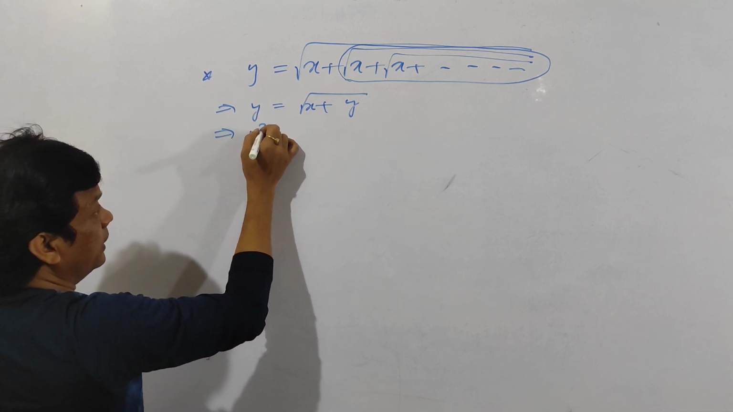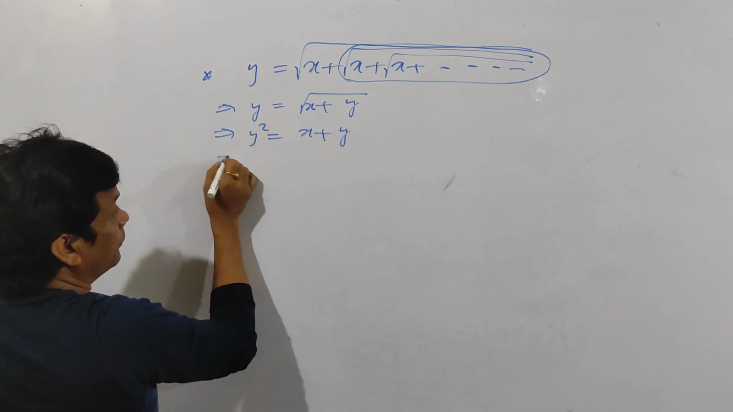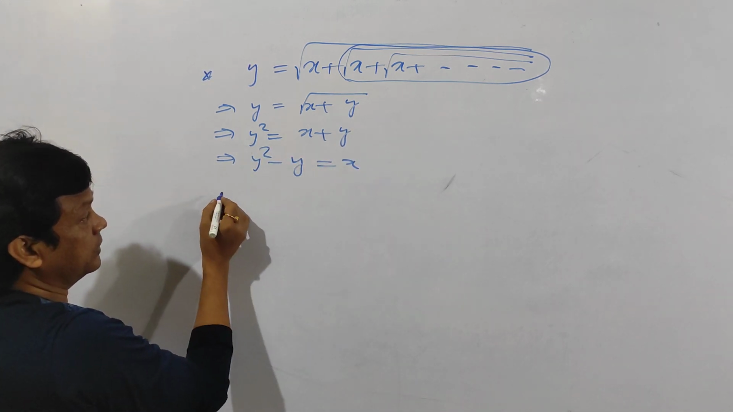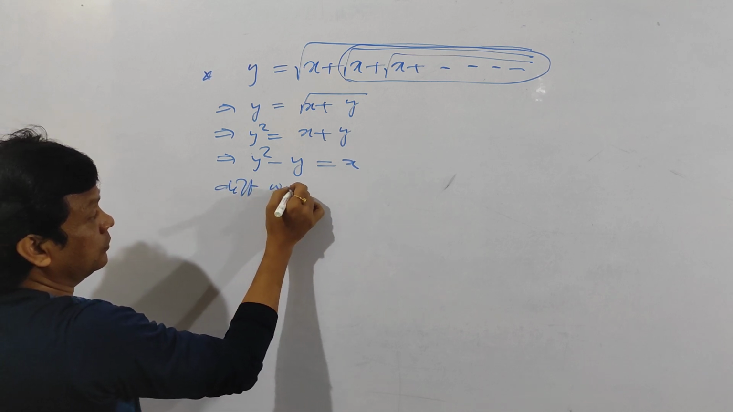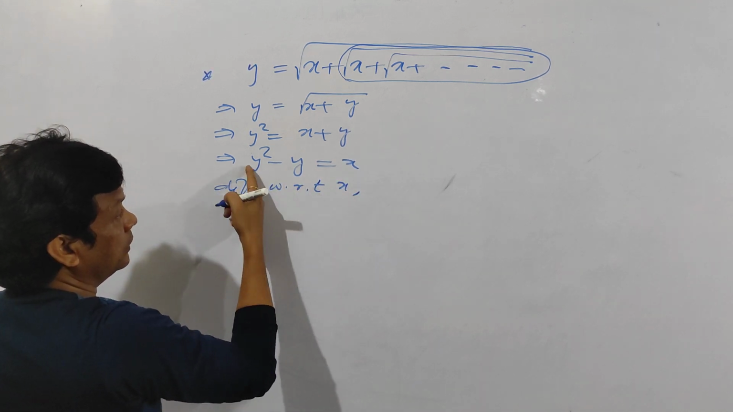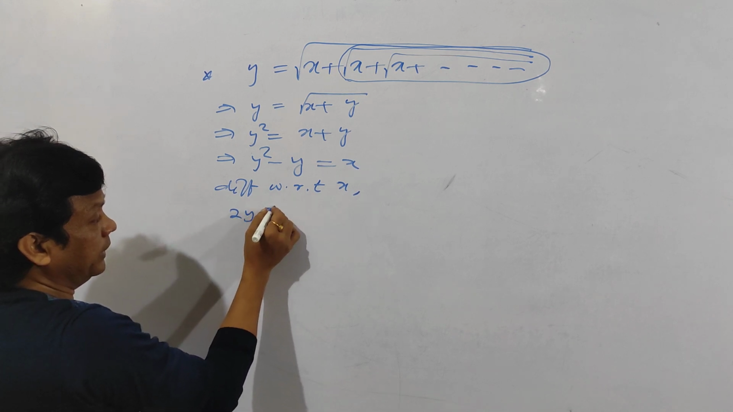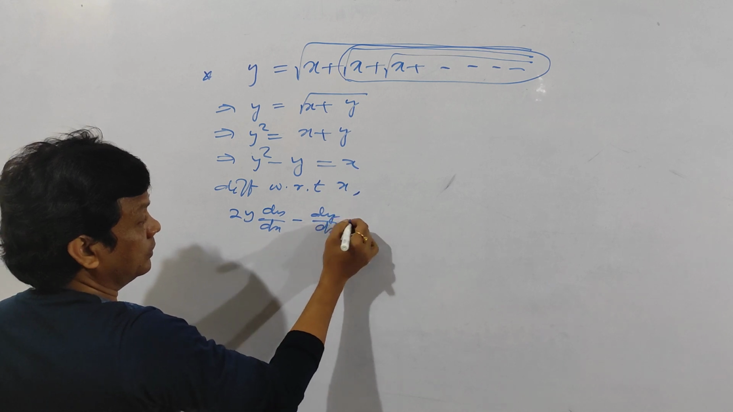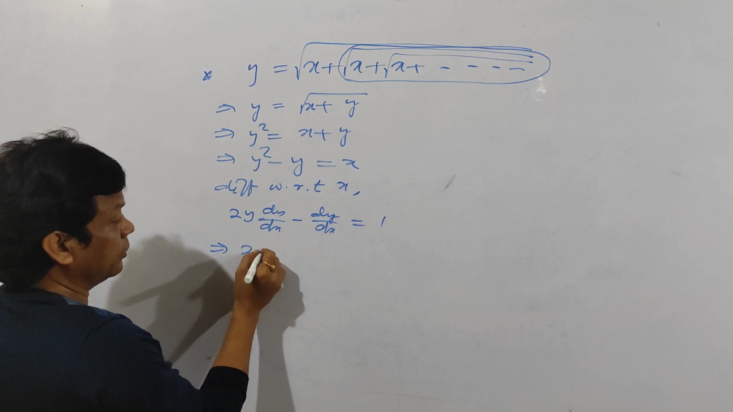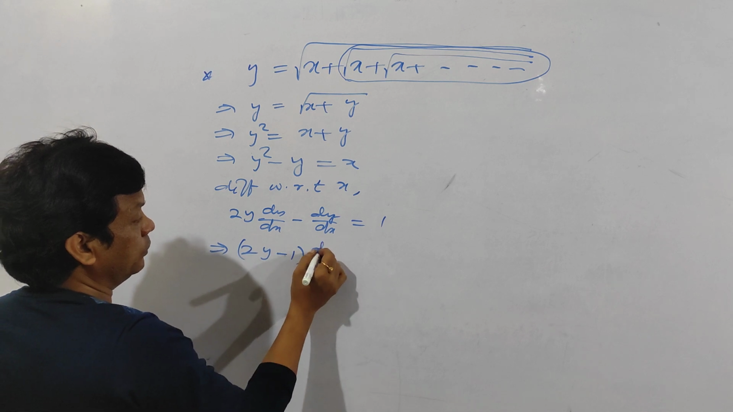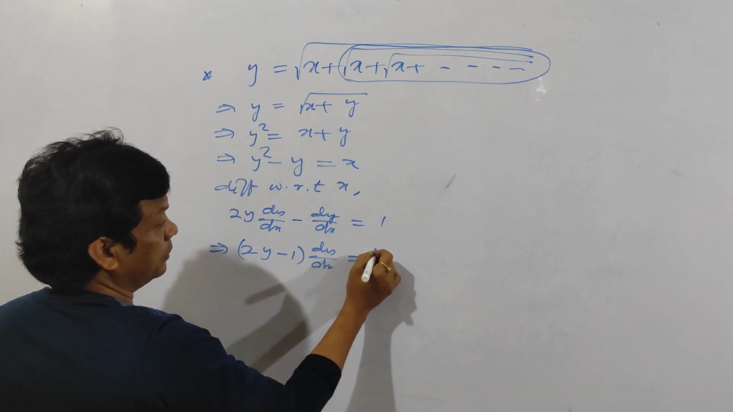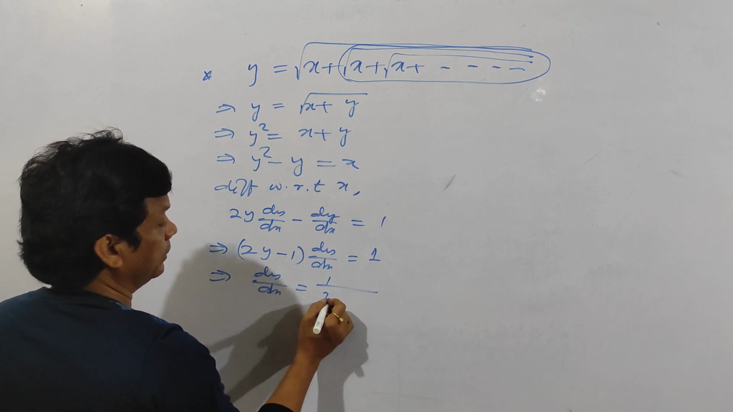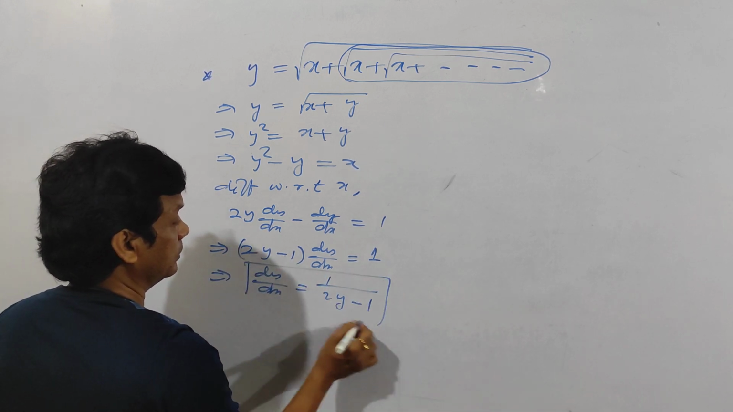So squaring both sides, y square is equal to x plus y. So I can write y square minus y is equal to x. I am taking y to one side and x to another side. So now differentiating with respect to x. Derivative of y square is 2y dy by dx, and derivative of y is dy by dx, is equal to 1. So take common dy by dx. It is (2y minus 1) into dy by dx is equal to 1. So what is the value of dy by dx? 1 by (2y minus 1). So this is the answer. Clear?